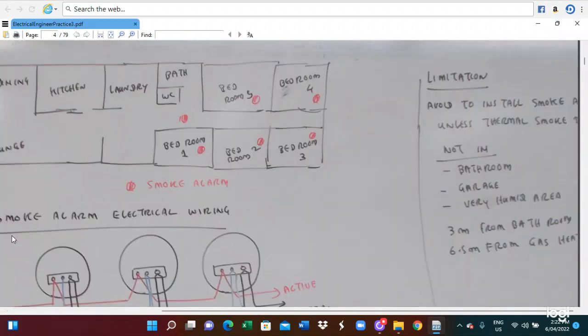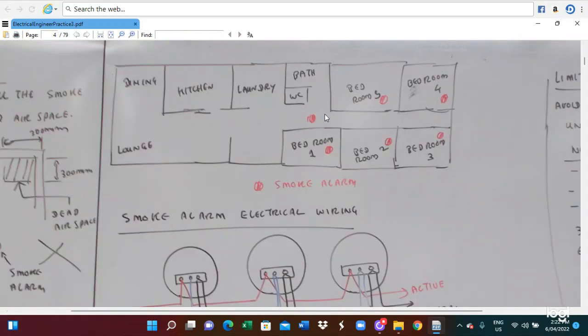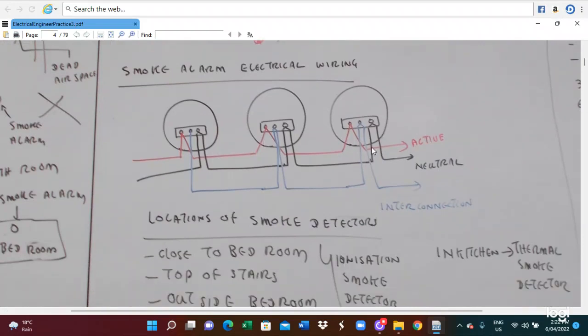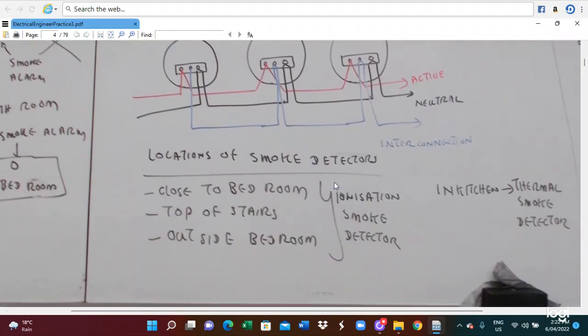There's a location where the smoke alarm needs to be installed. We need to install a smoke alarm in the bedroom as well. This is the smoke alarm system's electrical wiring: active wire, neutral wire, and interconnection. The smoke detector should be located close to the bedroom and also at the top of the stairs outside the bedroom. An ionizing smoke detector needs to be installed.